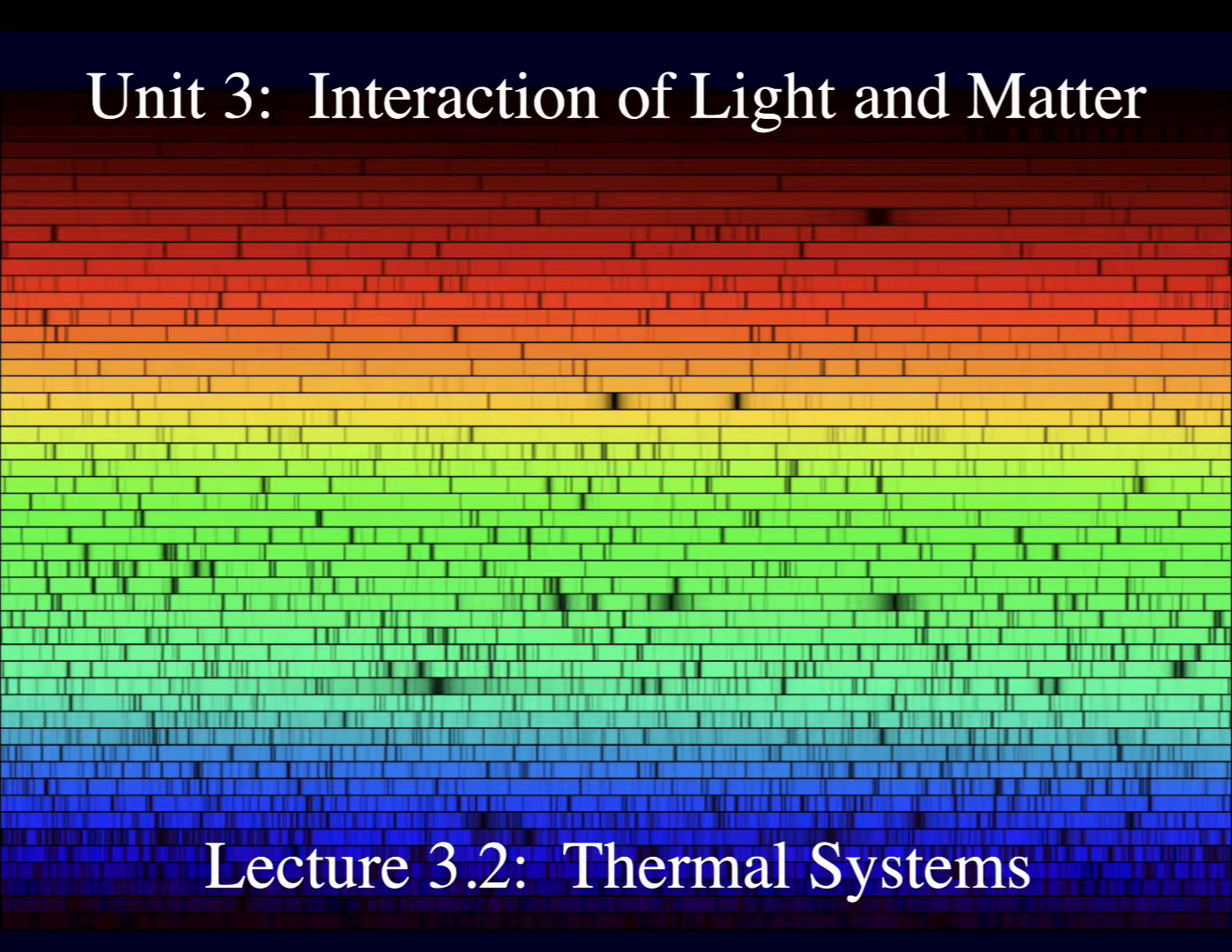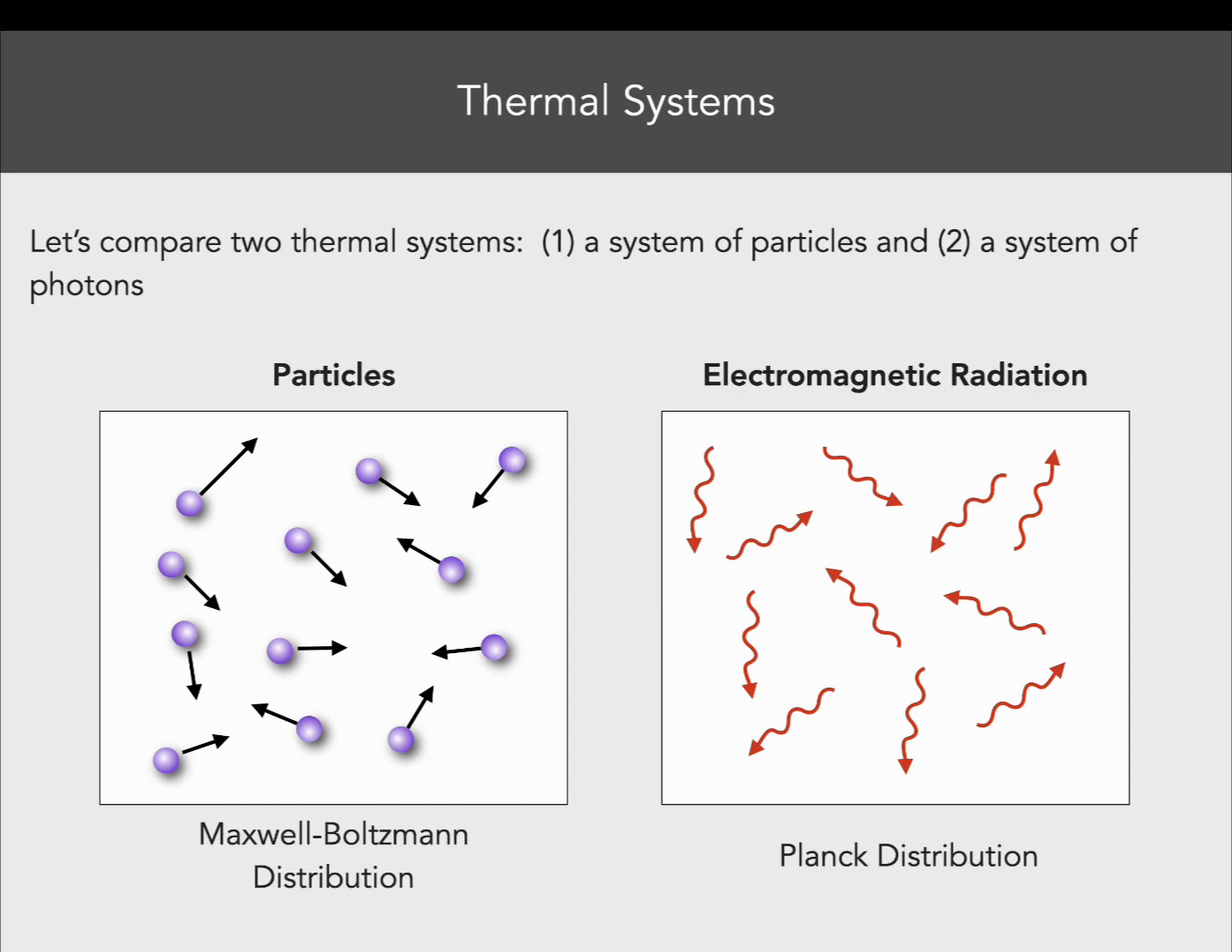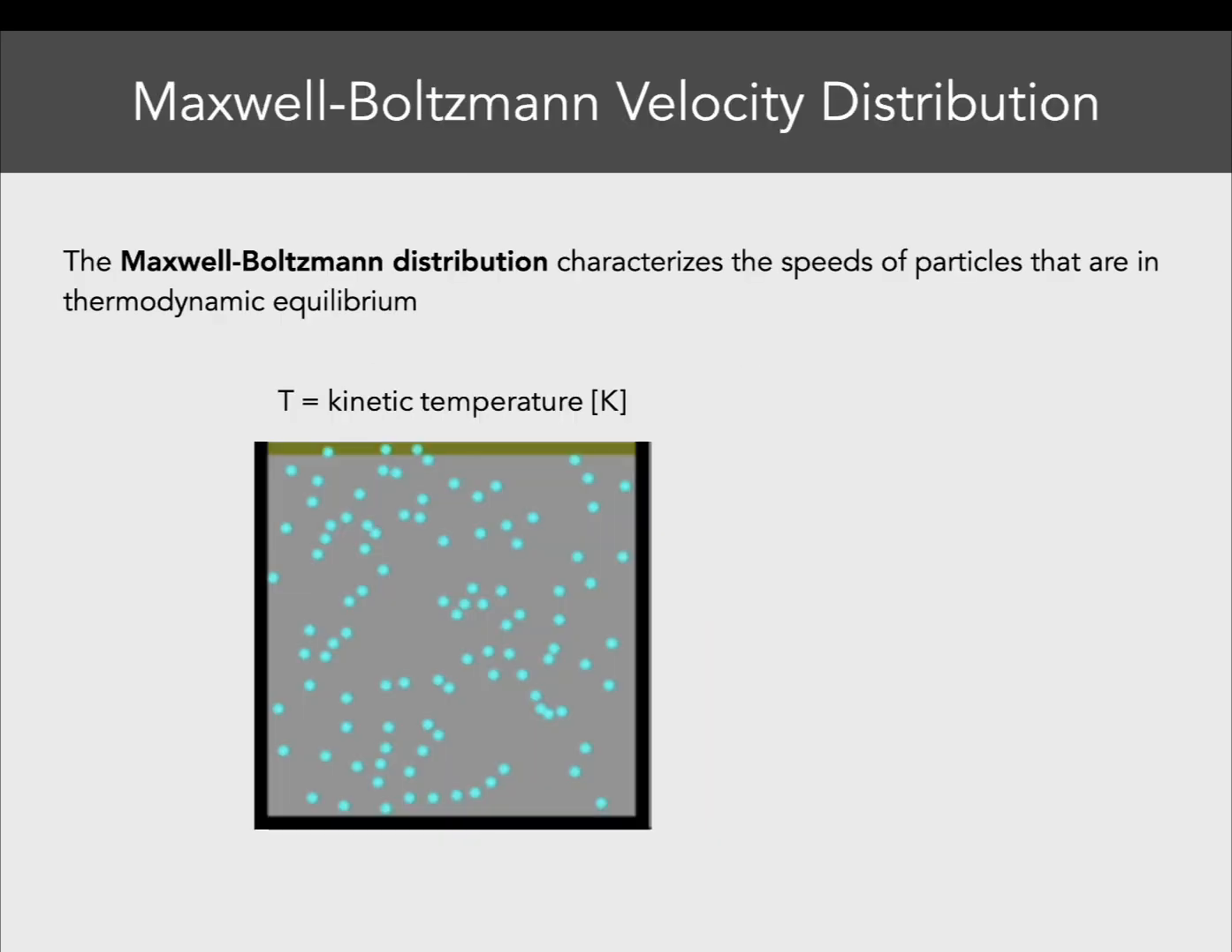Lecture 3.2, Thermal Systems. In this lecture, we'll look at two different types of systems in thermodynamic equilibrium. The first will be a system of particles. The second will be a system of electromagnetic radiation, or photons.